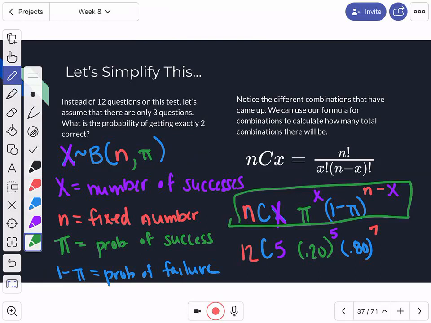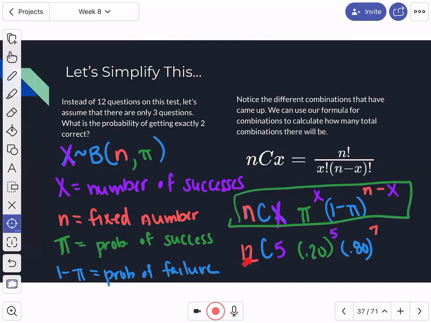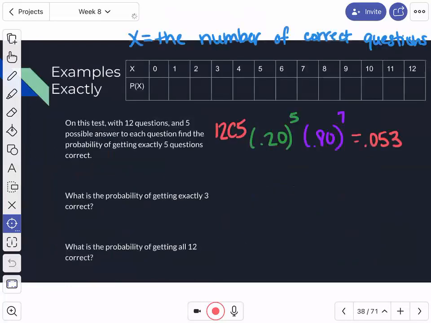12C5 says 12 things, choose 5 of them. 0.2 raised to the 5th power, right? And then you do the failure rate. So if 0.2 is success, failure is 0.8 raised to the 12 minus 5, which is 7. That's how we get this formula, right? Now, we already did this problem, and I got this number 0.053.